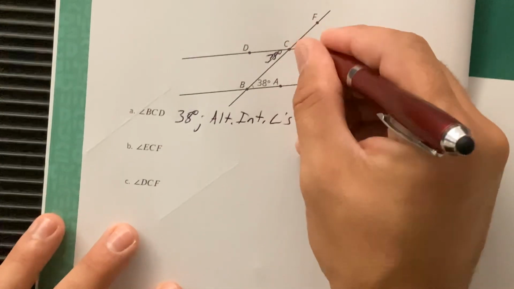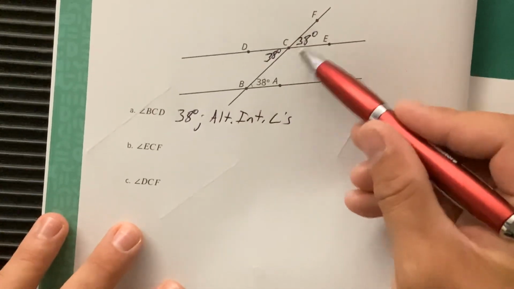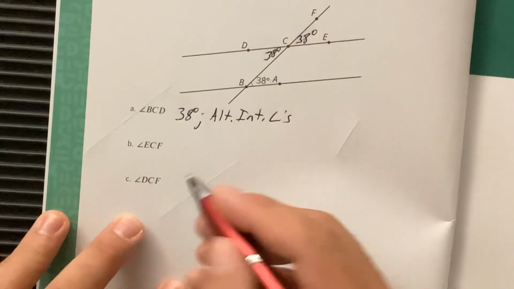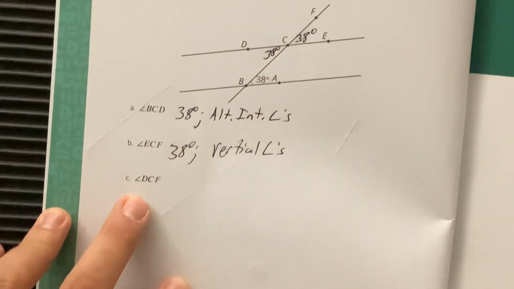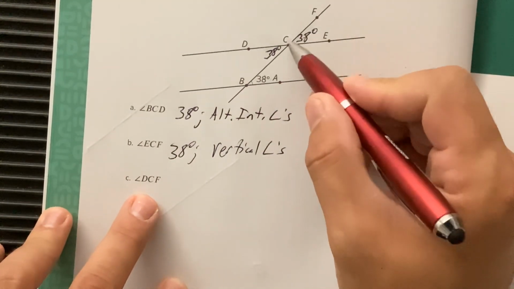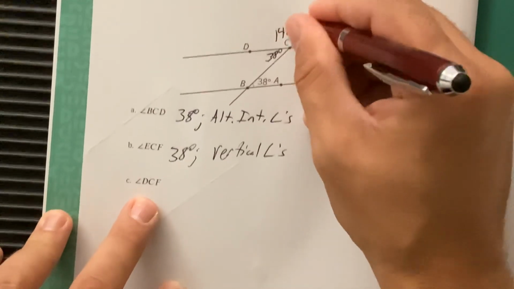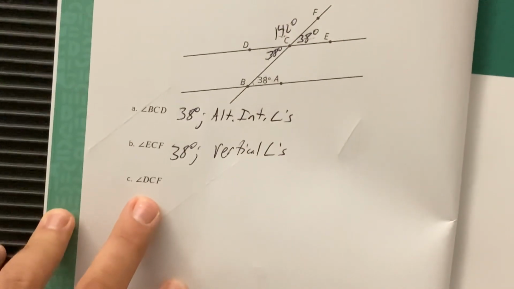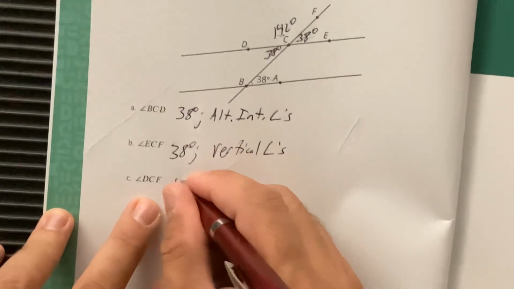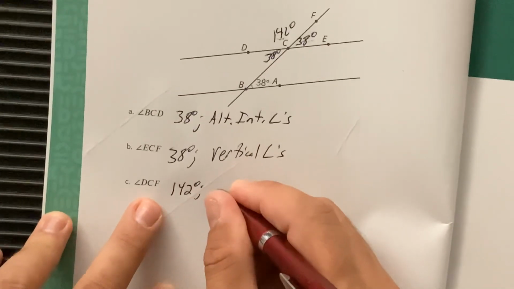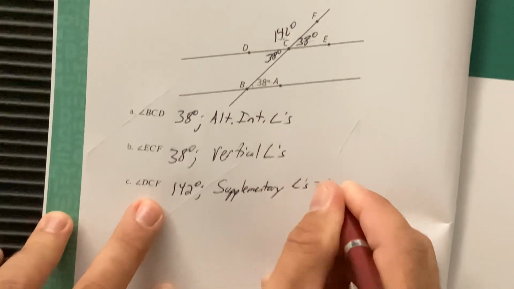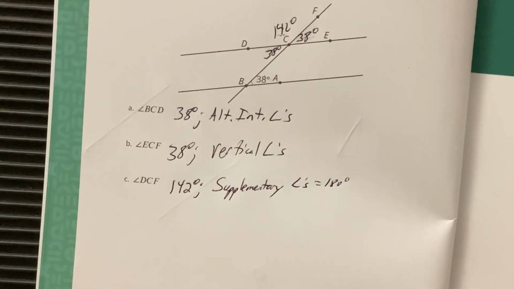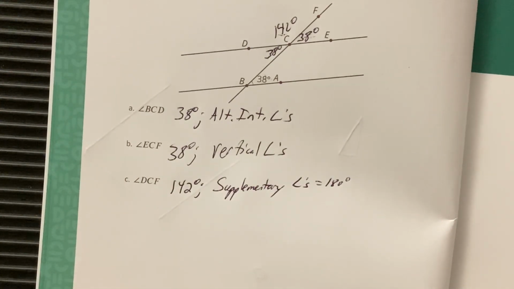CEF would also be 38. The reasoning I would use there was corresponding angles or vertical angles. DCF, that'd be this guy here. That would have to be 142 because they have to add up to 180. They are supplementary. They make a straight angle. Supplementary angles add up to 180. Again, make sure you include your reasoning there because it does say explain.